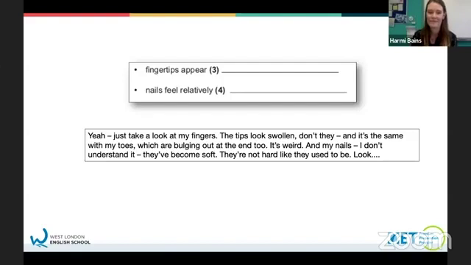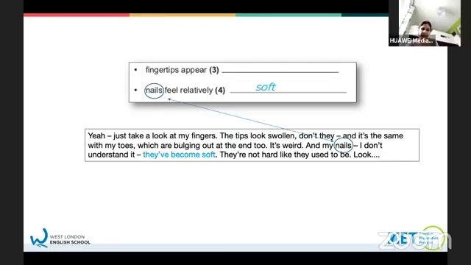Okay, what did you have for number 3? Swollen. Swollen, yeah, good. So we've got fingertips, we have fingers, we have tips, appear and look are synonyms, and then we have swollen. Appear is a verb that always needs to be followed by an adjective, like the verb be. It's the same with the verb feel. So if we have a look at our next one, number 4, we've got nails feel, they've become soft. Yeah, my answer is soft. So we have that adjective. Words like appear, feel, become, look, sound, smell, these are all usually followed by adjectives, like feels soft, smells bad, tastes wonderful, appears beautiful.